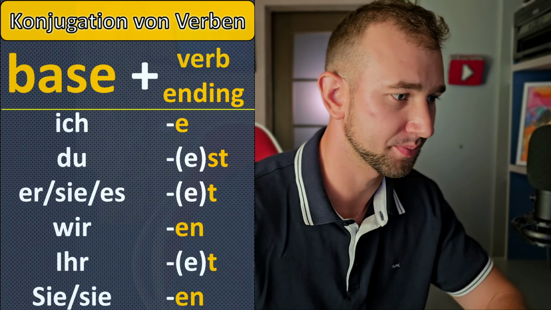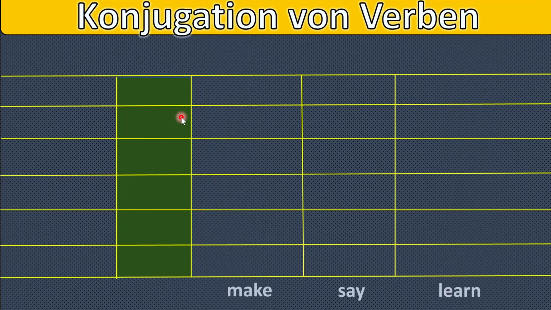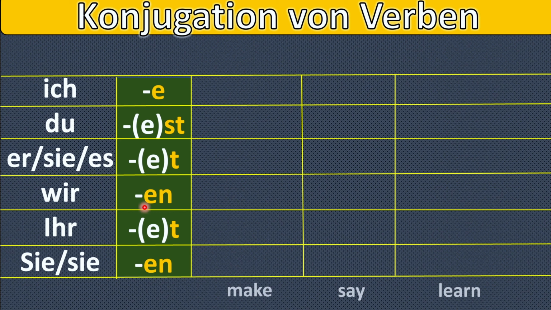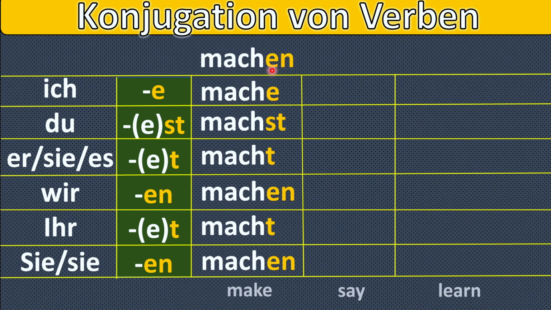Look at these examples. We have persons, we have the endings, and for example, the verb machen, make. Base plus verb ending. I make, ich mache. Du machst. Er, sie, es macht. Wir machen. Ihr macht. Sie machen.